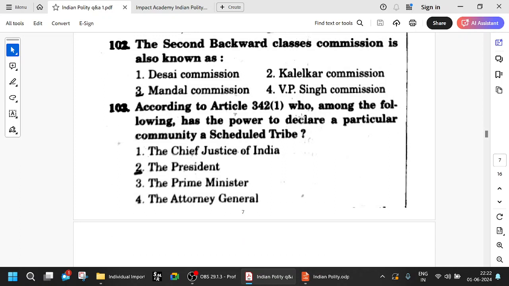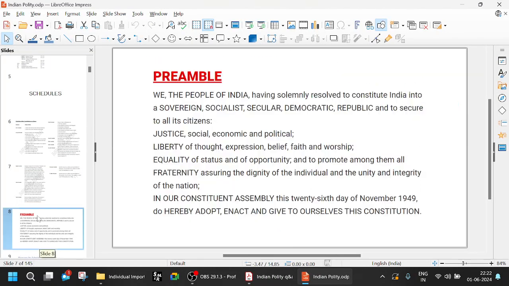So, according to Article 342(1), who among the following has the power to declare a particular community as a scheduled tribe? Even without the article, usually who has this power? Scheduled caste, I mean, scheduled tribe, and all this is the president. So, the president has the power. And let us look at Article 342.